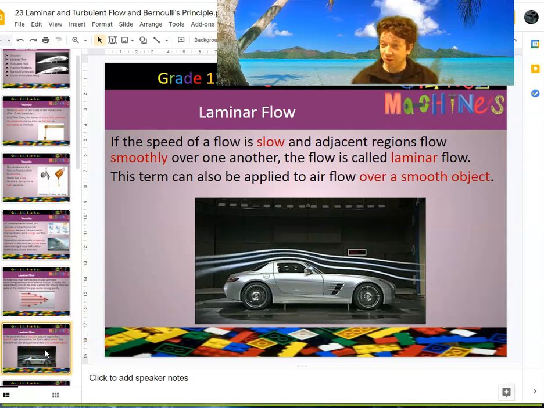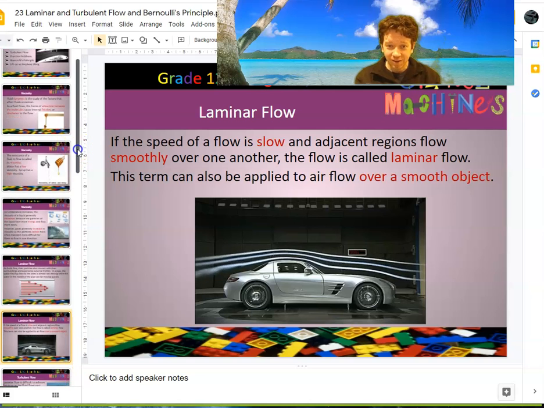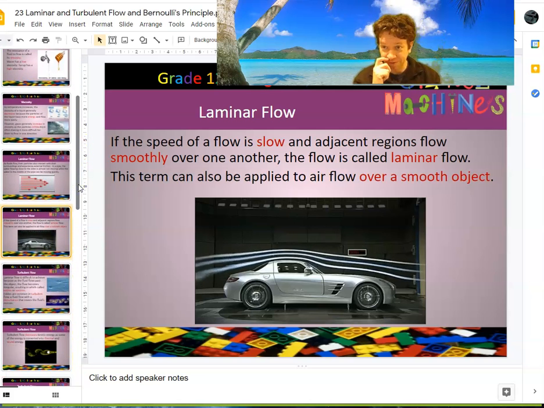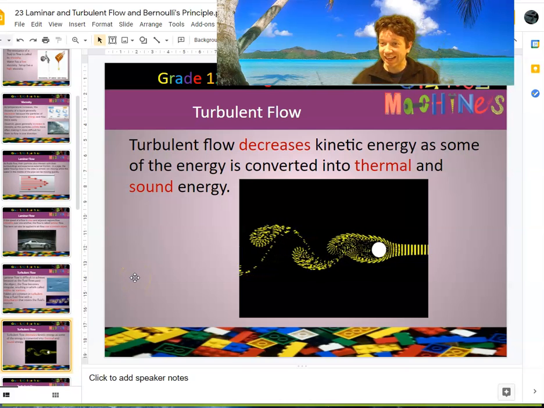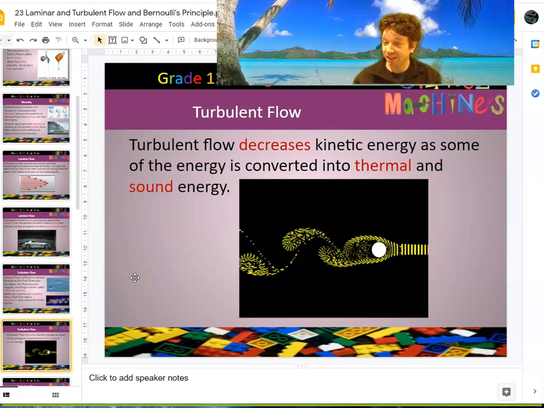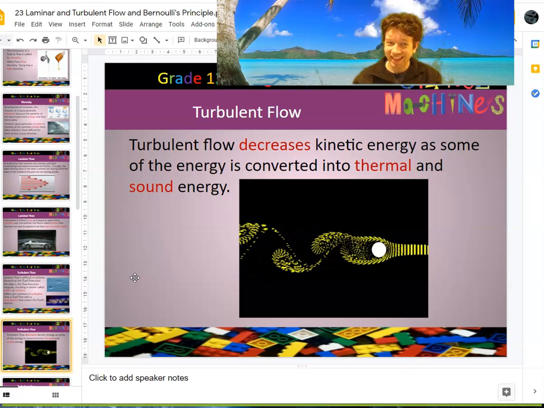And it's, of course, what we want when we're designing objects to be able to go fast. Why? Well, streamlining is designing objects to keep laminar flow, otherwise you end up with turbulent flow. If you go too fast, adjacent layers can interfere with each other, which then results in disturbances and turbulences, which gives you these eddies or vortices. And those vortices can actually remove kinetic energy as it changes it into, say, thermal and sound energy. And so they slow you down.